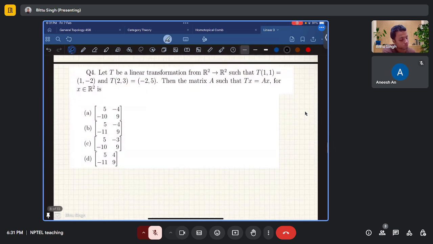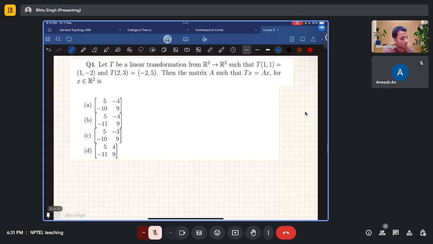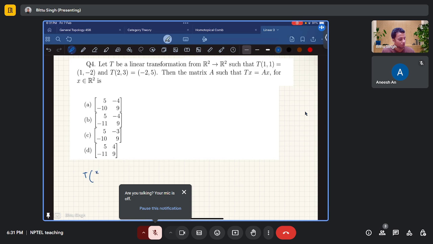Now question number 4. In this question, T is given as this. T of 1 1 is the same as 1 minus 2. T of 2 3 is the same as minus 2 comma 5. The question is like this, we need to find the matrix representation with respect to the basis E1 comma E2, the standard basis, because T of x means we need to find the value of T of x1 comma x2.